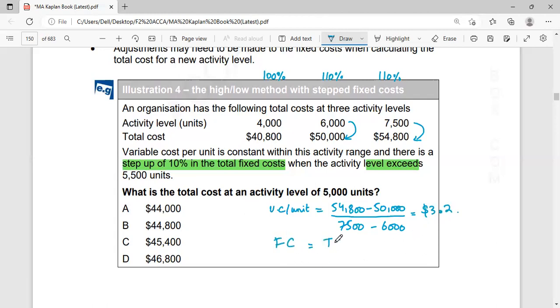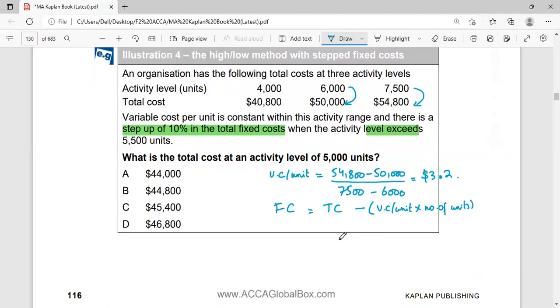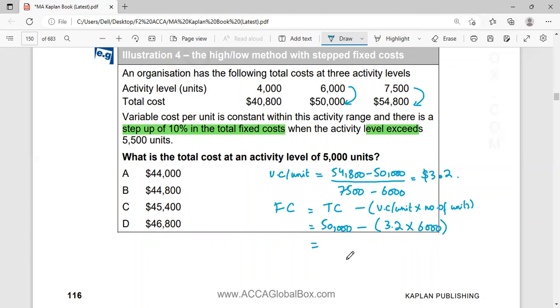Now the next thing is we have to calculate fixed costs. The formula was total cost minus variable cost per unit times number of units. What will be the total cost that you will be taking here? You can take either 54,800 or 50,000. 50,000 will be a bit easier to calculate. So variable cost per unit is 3.2 and number of units is 6,000, because I have to take the relevant number of units according to the total cost. So what will be the fixed cost? Is it 30,800?